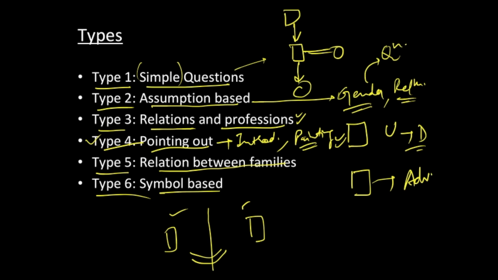In type 6, there's symbol based sort of question. So you will be given certain symbols, let's say cross and plus and minus and divisibility sign, and these could be assigned certain relationships, like P cross Q implies that P is father of Q, right? So based on this sort of questions, you will be solving various solutions, and these are the major types which are being asked in the questions, right? Let's have a look at some questions now.